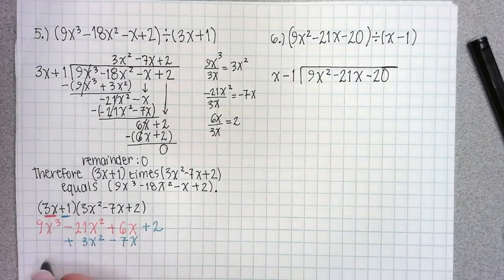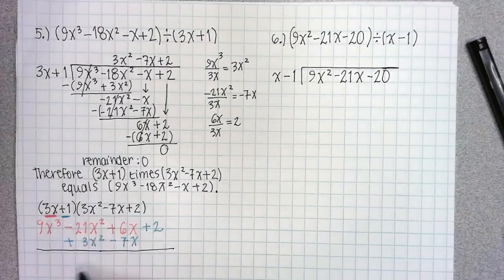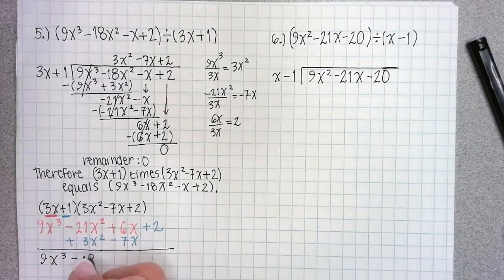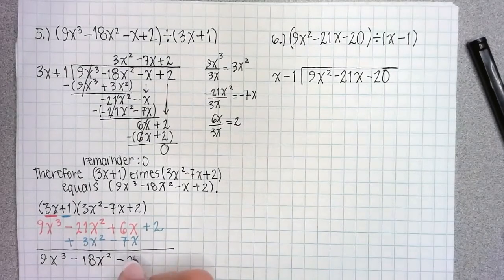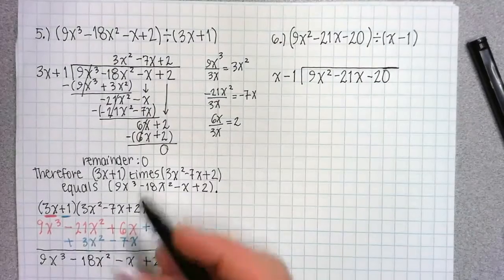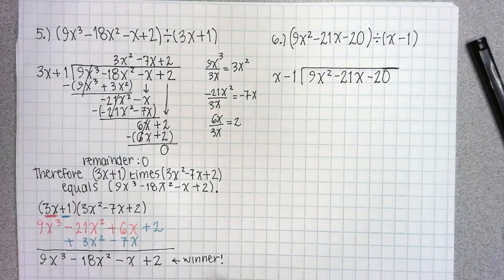Now from here, combine like terms, and we have our solution to this product, or our product to this multiplication problem. So we'll get 9x to the third minus 18x squared minus x plus 2. And that is, in fact, what we had there. Okay, so winner, winner, chicken dinner. We checked, we got it right, we're great.